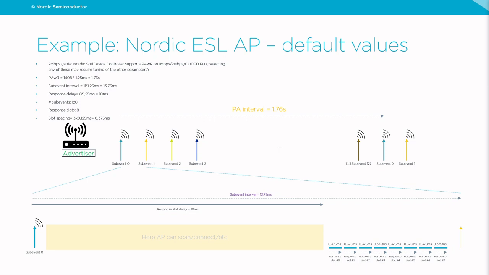Let's move forward to the other parameters. We have seen the sub-event interval, which is 13.75 milliseconds, and inside this sub-event interval we have set a 10 millisecond response slot delay. We can use this slot to do other things, for scanning, connections, or other things. The tags are also happy to have such a long response slot delay because they have good time to process the commands and send responses back.